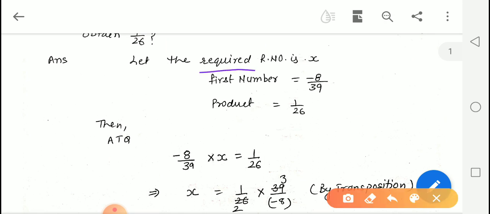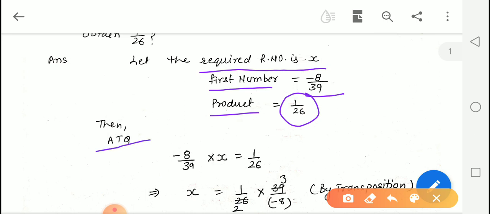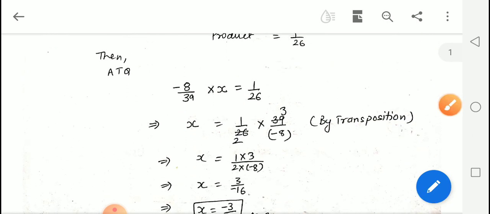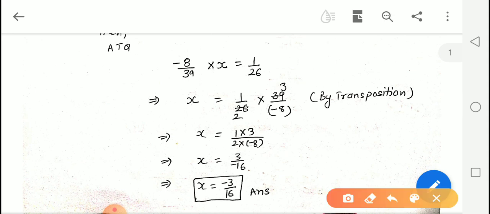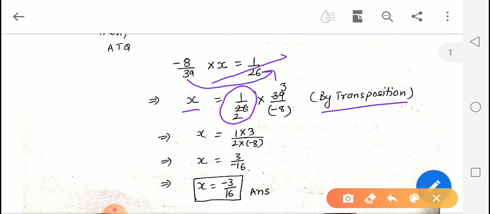Let the required rational number be x, the first number is given as negative 8 upon 39 and the product is 1 upon 26. Now according to the question, negative 8 upon 39 multiplied by the required number is equal to the product. Now x is equal to 1 upon 26 multiplied by 39 upon negative 8. This is by transposition. If we move this to the right hand side, the 39 will become numerator and the negative 8 will become denominator, like this.